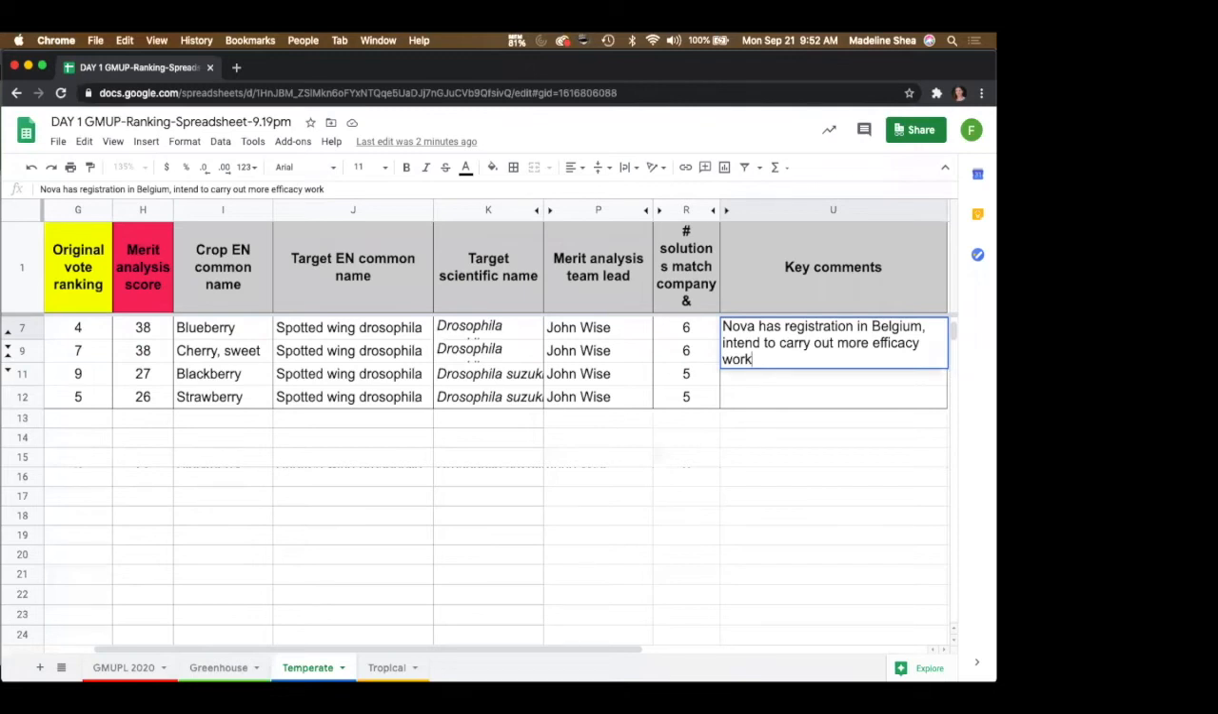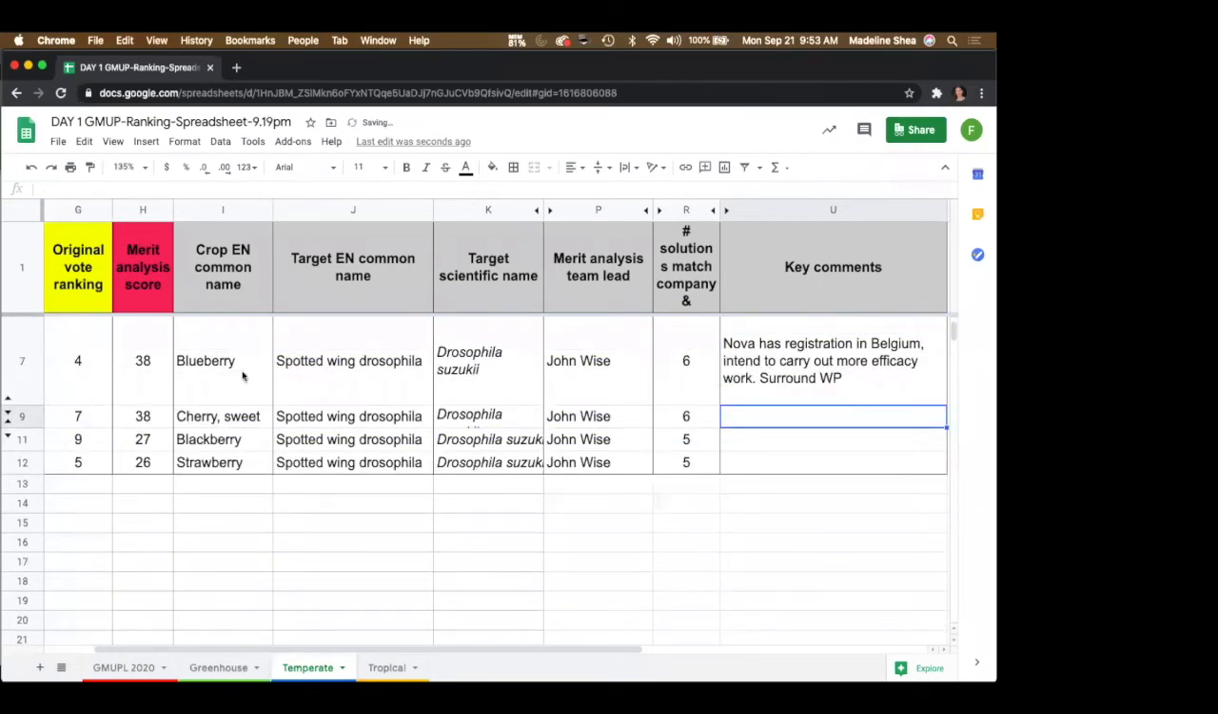So NovaSource, that's a trade name, TKI. Okay, so it's a biological. It's Surround WP, sorry. Oh, Surround WP, got it. Yes, we have a registration in Belgium for Drosophila suzukii on blueberries. So we intend to get a central region registration next year.